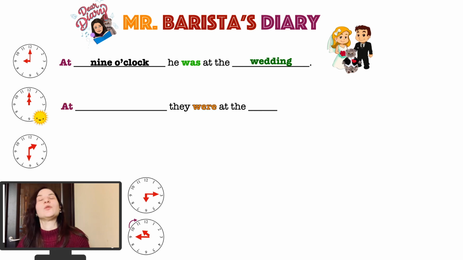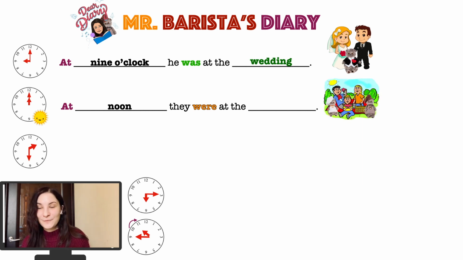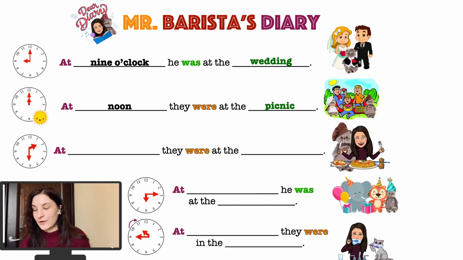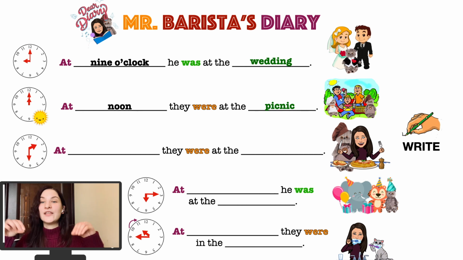Sentence number 2, once again, we need to start with the time. So what time is it again? Noon. At noon, they, so Mr. Barista wasn't alone, they were at the, what is it? Picnic. Very good. Now, try to write the 3 sentences in your copybooks yourself. And then we'll check them together. Okay, so now you can pause the video and write the sentences. And then we'll discuss them.